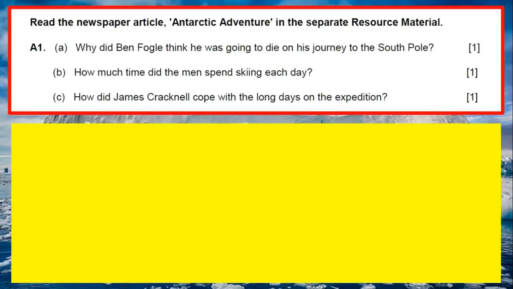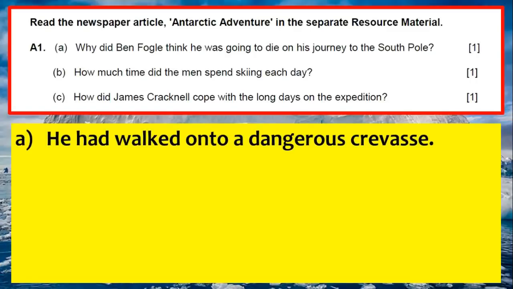Now I'm going to write down my answers. So A, why did Ben Fogle think he was going to die on his journey to the South Pole? He'd walked onto a dangerous crevasse. Okay, so I'm not going into massive detail. I don't need any analysis. I'm just answering the question.